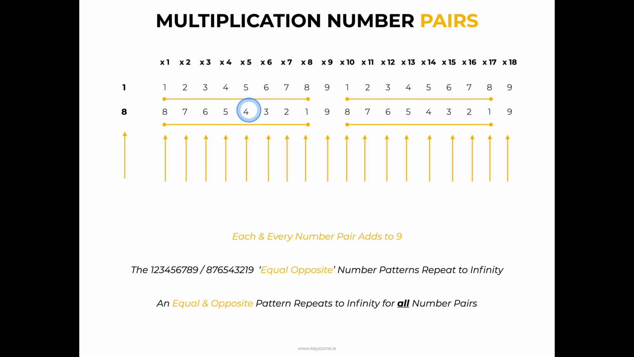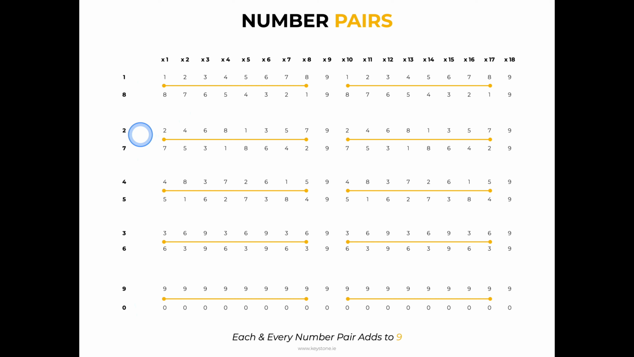And they both repeat to infinity. So 1, 2, 3, 4, 5, 6, 7, 8, 9, 1, 2, 3, 4, 5, 6, 7, 8, 9, etc. And this one is in reverse. An equal and opposite number pattern repeats to infinity for all number pairs. And here they are. So 1 and 8, 2 and 7, 4 and 5, 3 and 6, 9 and 0. I'm not going to go through all of these, but very simply you can see our number pairs. 1, 8, 2, 7, 3, 6, 4, 5, 5, 4, 6, 3, 7, 2, 8, 1. And we find the same pairs throughout all of these. And here, 9 and 0 are a number pair.